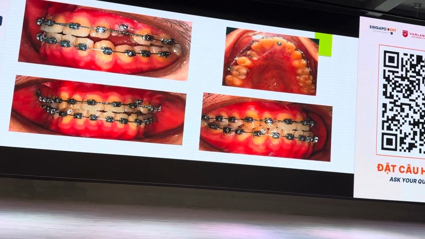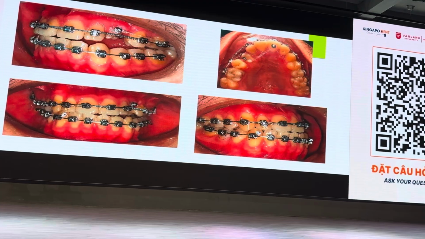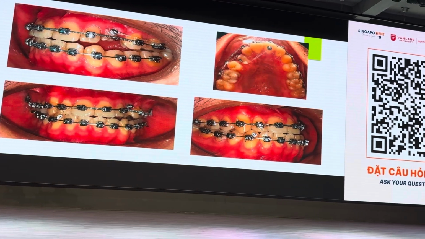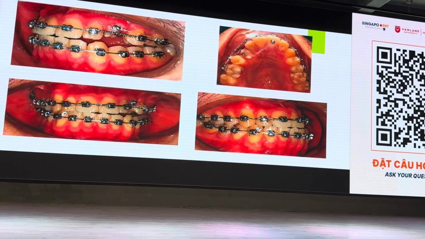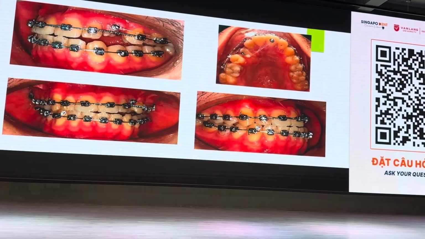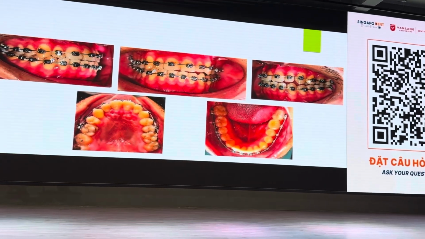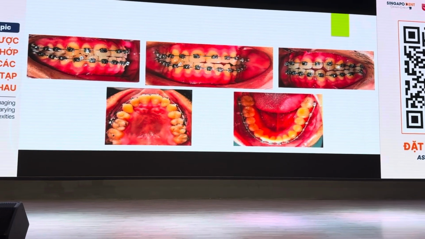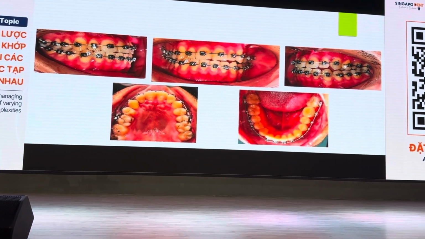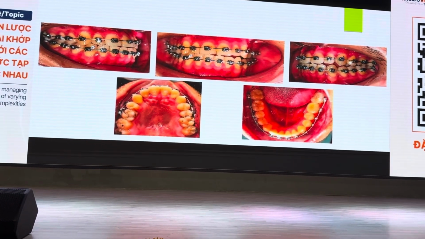So at this point we just decided to go ahead with couple mechanics, so that we can derotate the canine and get it into a better occlusion. On the right side you can see we already have class 1 occlusion. Then after derotation you can see now we just have to settle the occlusion and finish.